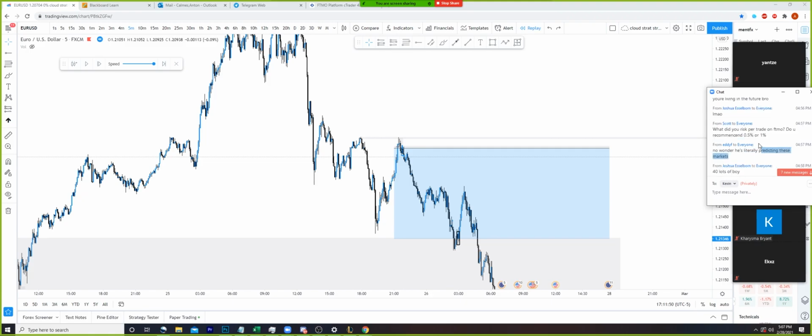No wonder he's literally predicting these markets. 40 lots, oh boy. I mean, yeah, 40 lots is $400 a pip, but if you're risking 0.5 pips, that's $200 risk right there. Use myfxbook.com or the Babypips position calculator, and it will calculate the lot amount for you automatically.